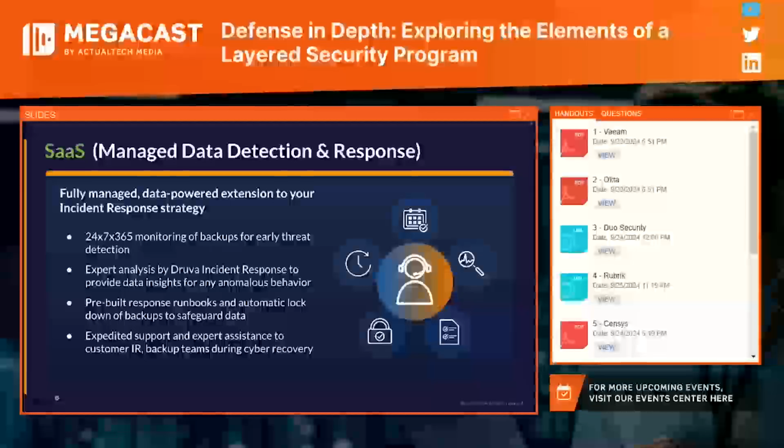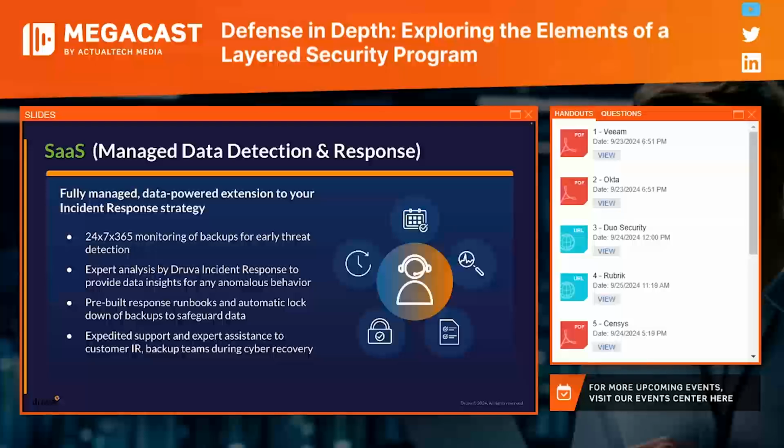And that's all great and valuable information to take away, but from a customer experience, we're also very well aware that data protection solutions are often set it and forget it utilities. Necessary and crucial as part of a robust cybersecurity strategy, but not something that should require a great deal of attention. And to that end, we include for all of our customers the support of a 24/7 by 365 Druva managed data detection and response team.